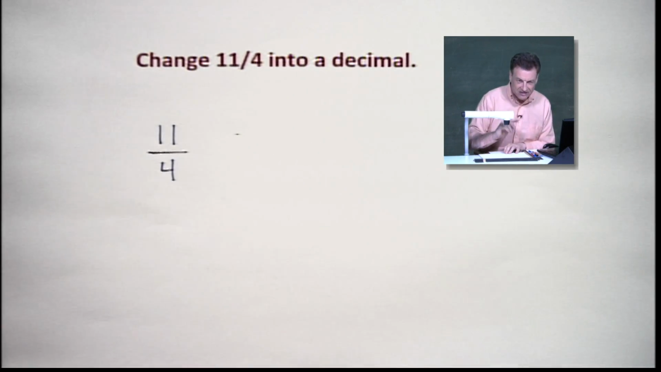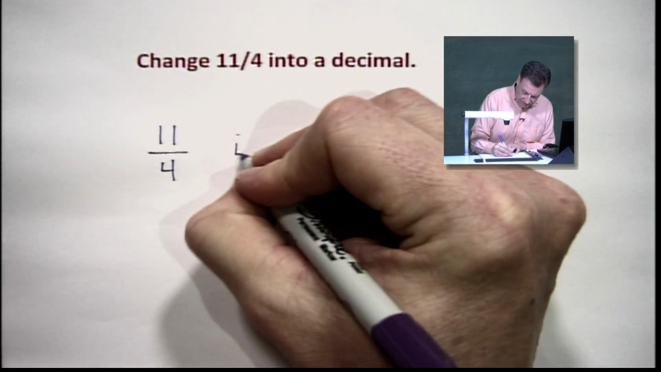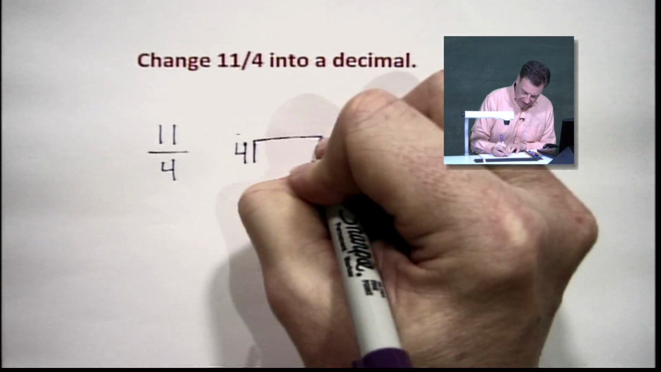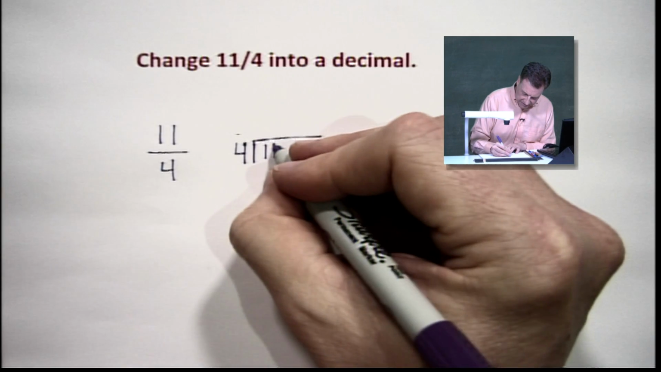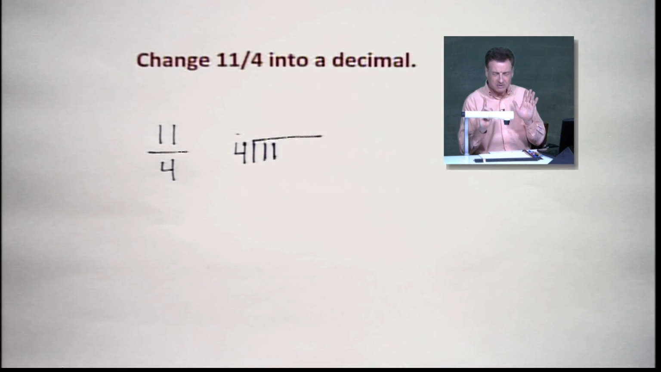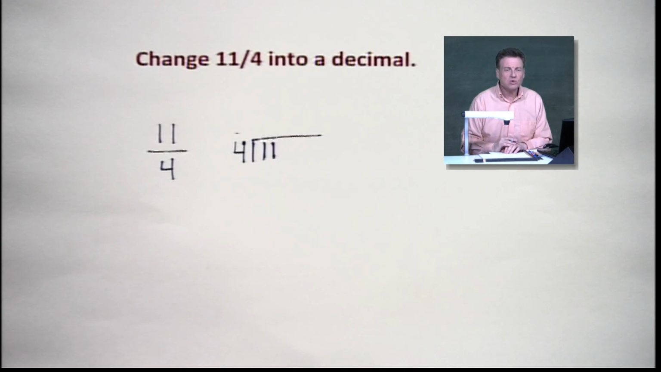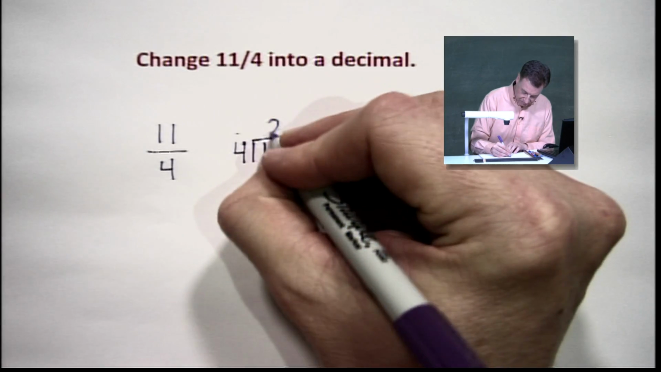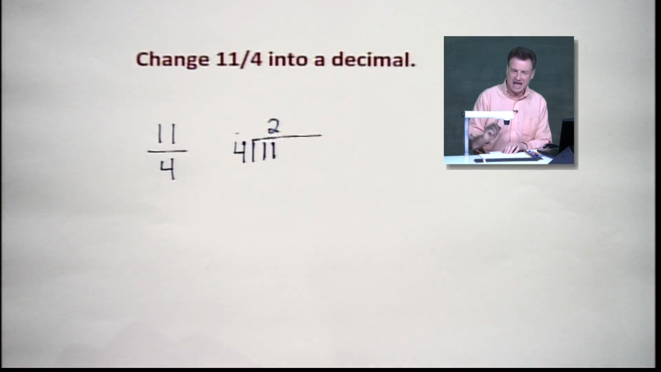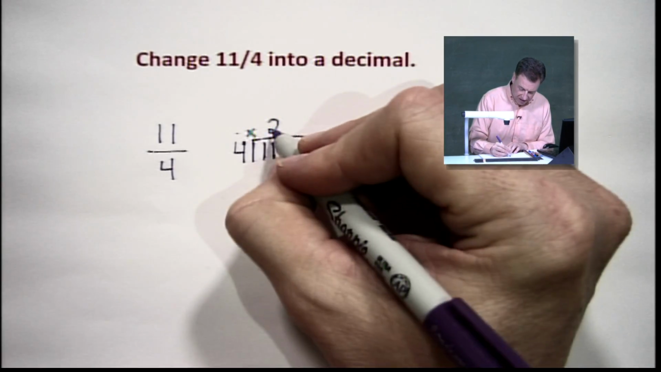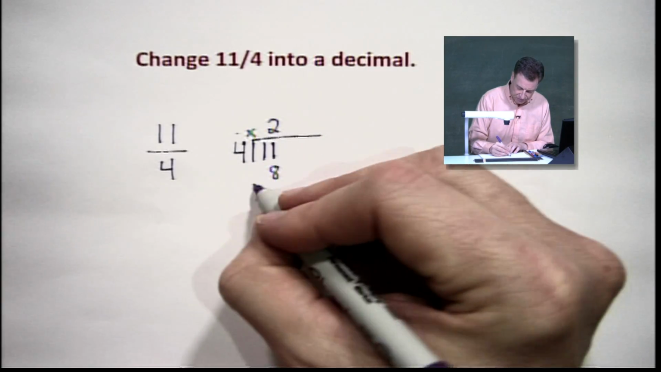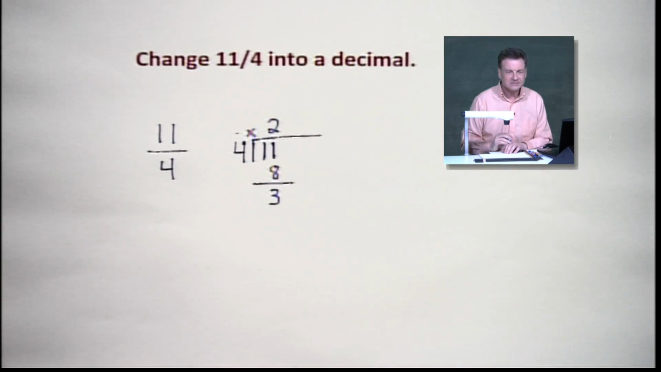So let's play it out this way. Let's put our 4 on the outside, and our 11 will go on the inside. Now this time, ladies and gentlemen, boys and girls, everybody out there listening in today, you divide 4 into 11, it will go 2 times. So we're not ready to add a decimal yet. We'll do that in a second. 2 times 4 gives us 8. Subtract it out, we have a 3.